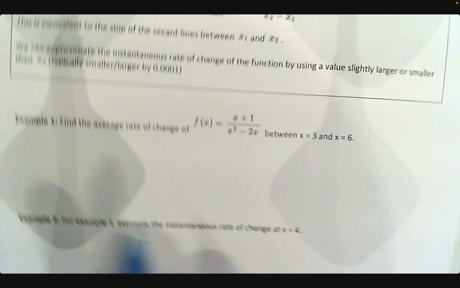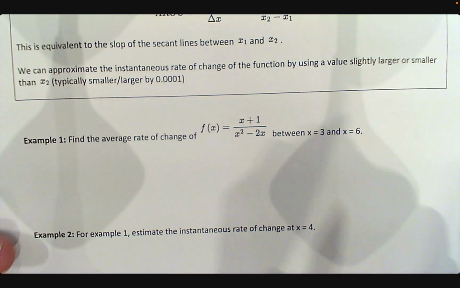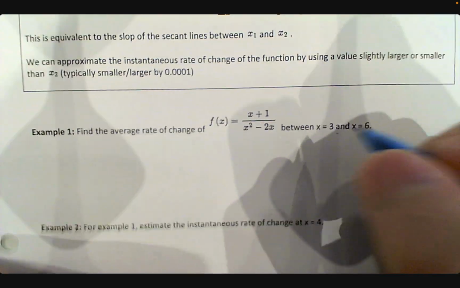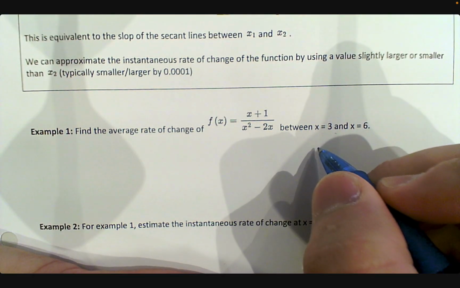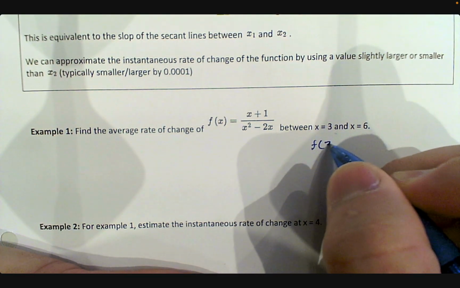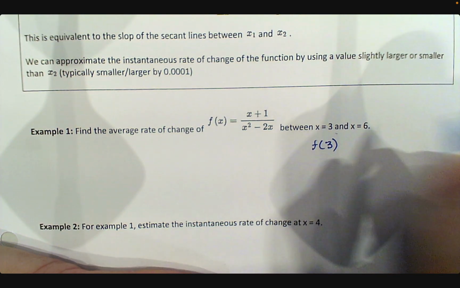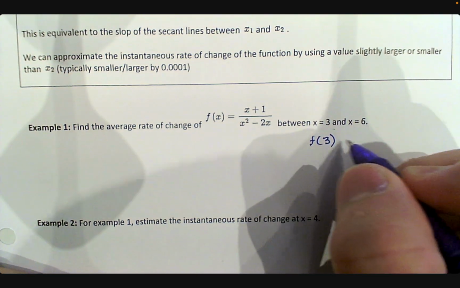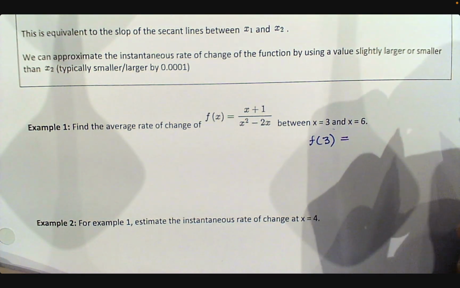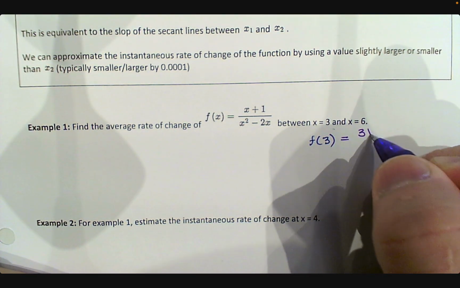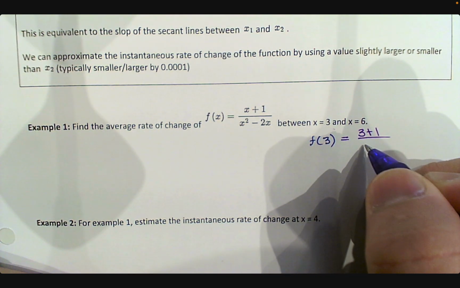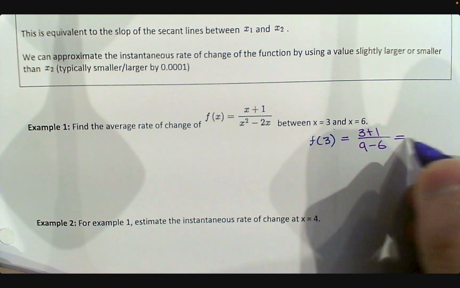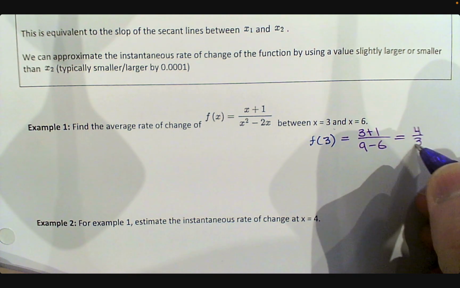In example 1, they're asking us to find the AROC, the average rate of change, for this function between x equals 3 and x equals 6. As always, we can do our work on the side here for f of 3. Let me actually use a different pen, because that other pen is leaking ink. So 3 plus 1 over 3 squared, which is 9, minus 2 times 3, which is 6. This will be 4/3.